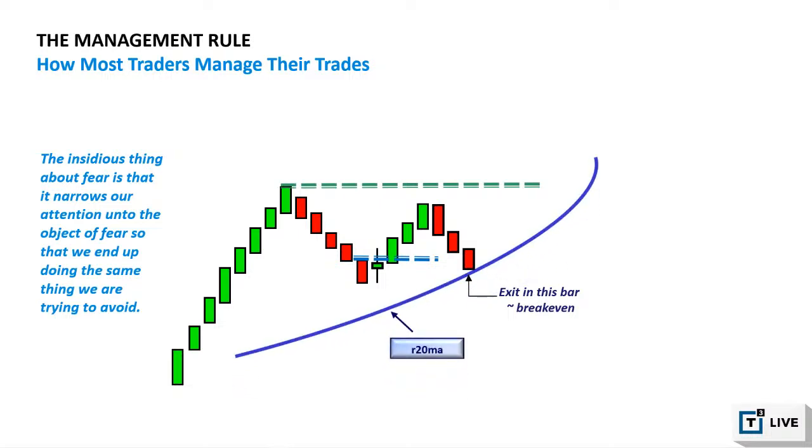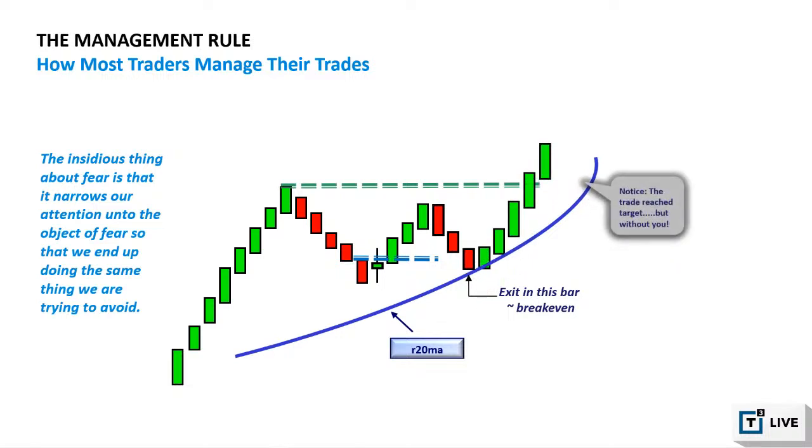Okay. All of us. This is why people ask me, should I raise my stop to break even once I have an R in the money? And I say, no, the market doesn't care about your break even. And then you realize, oh, you got out right at the rising 20. The trade goes right to target, in fact, above target, but you're not in it anymore.